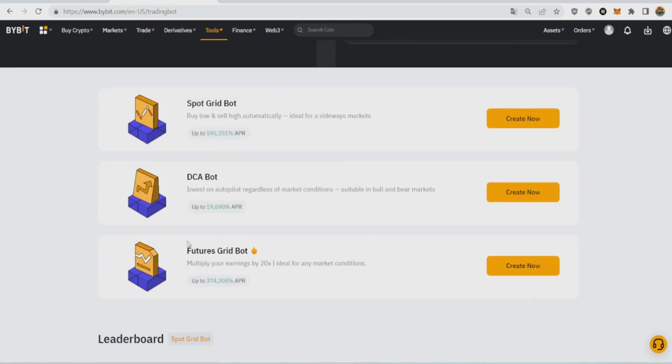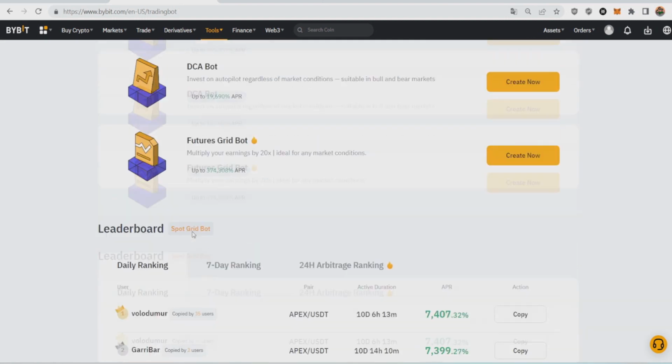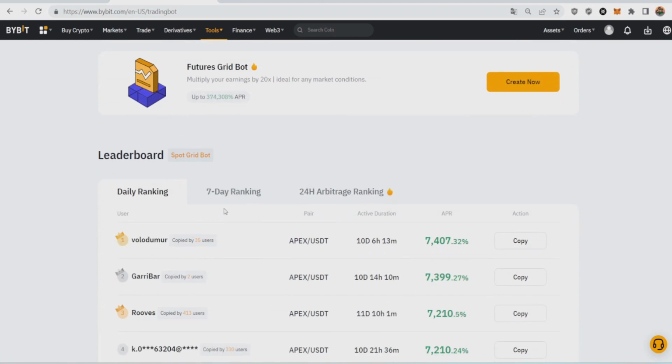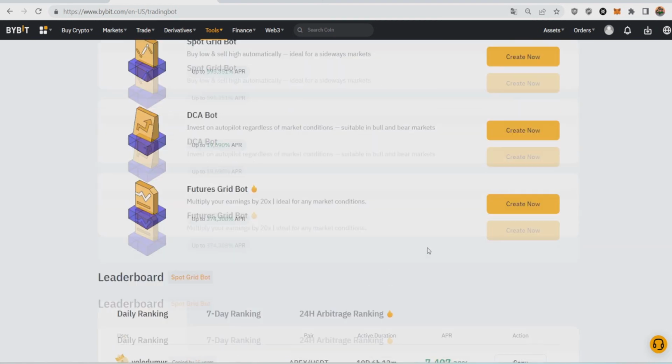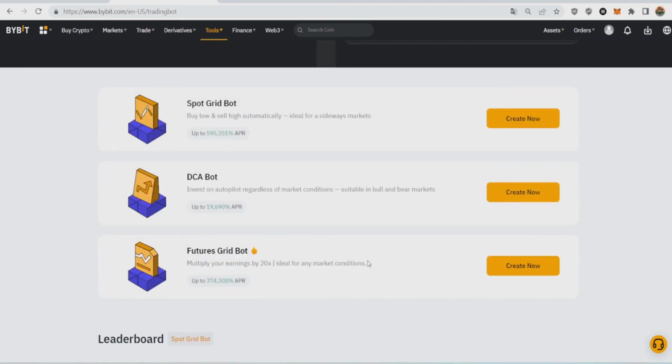So the first thing we're gonna do is scroll down. Don't go to this leaderboard, guys. A lot of people copy this, but this is just a coin going really up and people just making money off of it, but this will not work again, guys. This worked once, so don't do that. You will lose money. Just go to futures grid bot. It's ideal for any market condition. That's why I like futures grid bot, and just click on it.